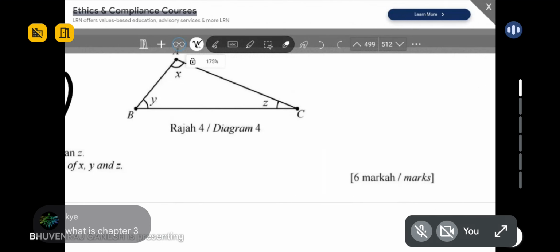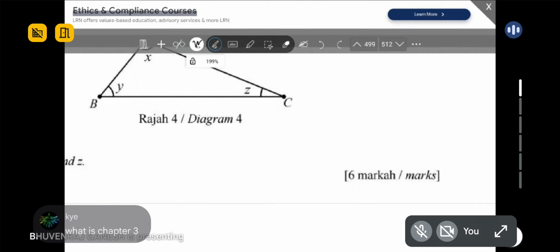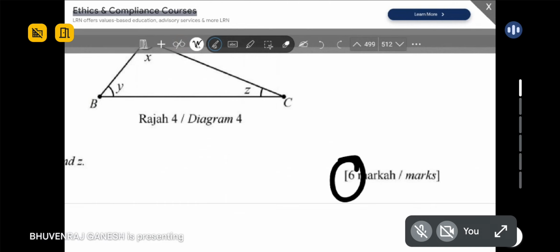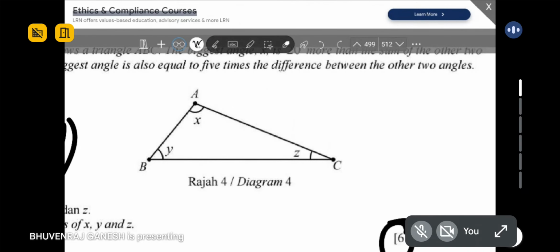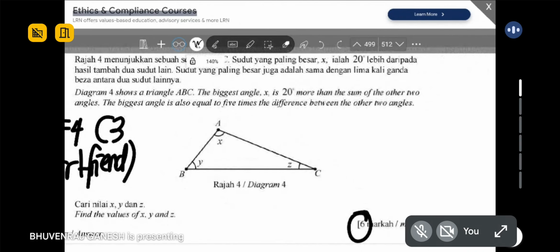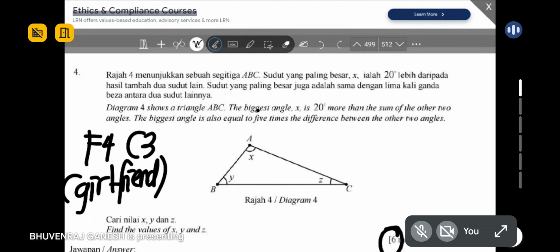Okay, means that you must score full marks. Not even 1 mark less, guys. Tak boleh 1 markah kurang. Very simple. This is 3 marks. Markah percuma. You should get this mark. Close your eyes, you can get the mark. Okay, so now you see the question. So they say the biggest angle x is 20 more than the sum of the other 2 angles.